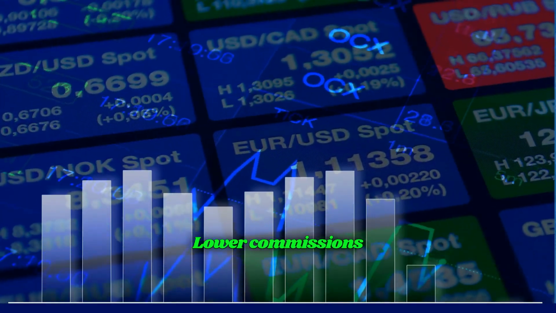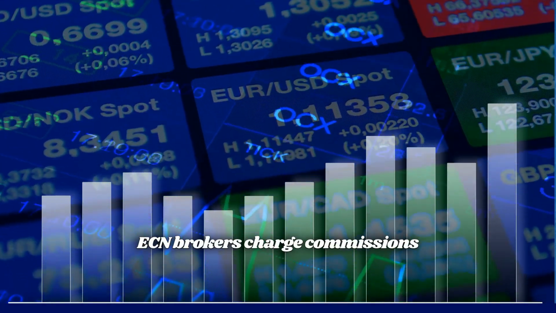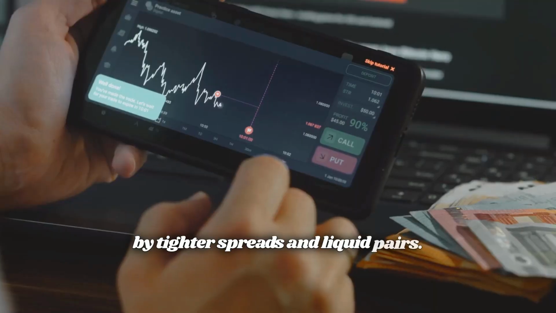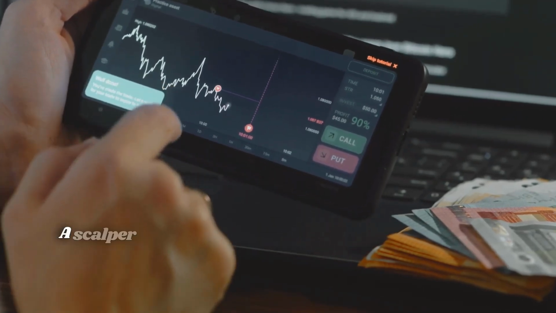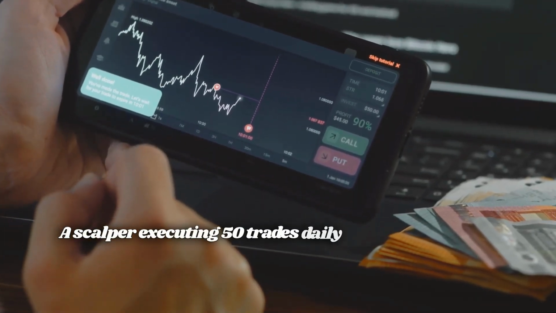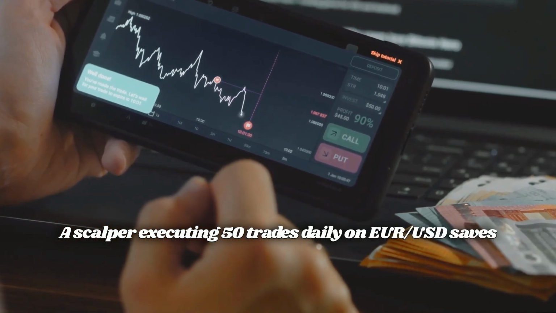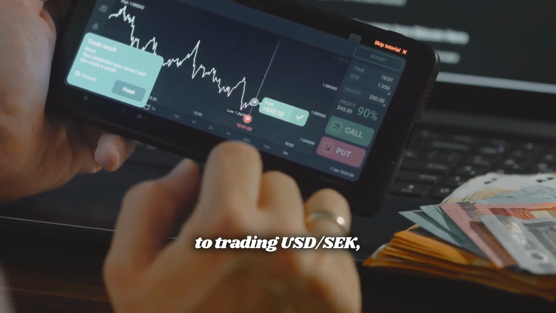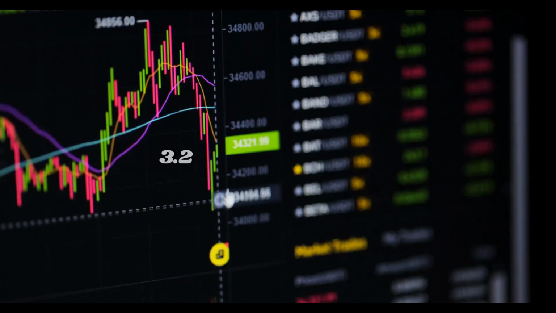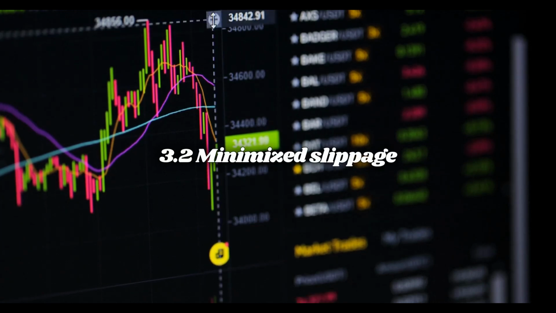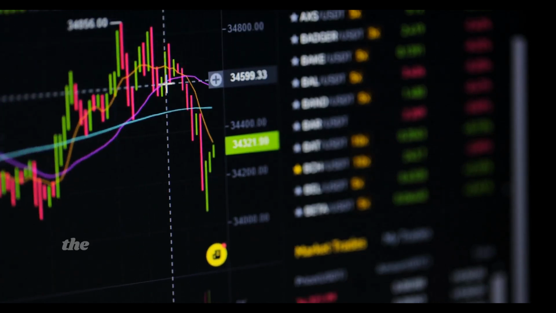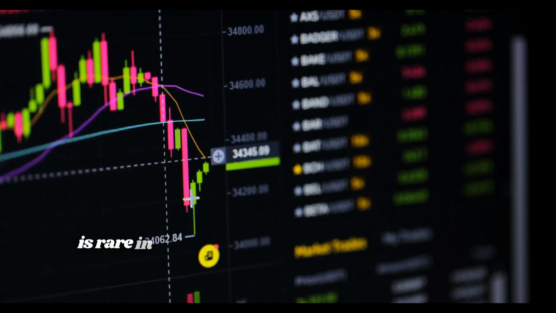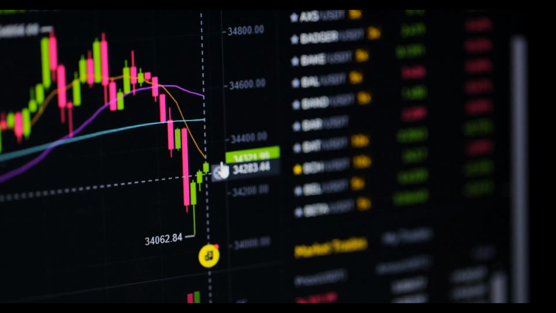Lower commissions. ECN brokers charge commissions based on volume, which are offset by tighter spreads on liquid pairs. Case study: a scalper executing 50 trades daily on euro to US dollar saves $500 daily compared to trading US dollar to Swedish krona, where spreads are 5 pips. 3.2 Minimized slippage. Slippage, the difference between expected and executed prices, is rare in liquid markets due to abundant orders.